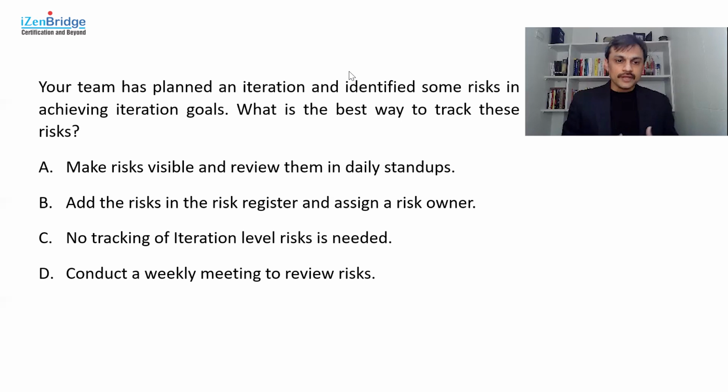Let's look at other options. Adding the risk in the risk register and assigning a risk owner. First, we are talking about the adaptive life cycle. Now, we may have a hybrid situation where we maintain a risk register even in the adaptive life cycle. But in a pure adaptive life cycle, unless it is hybrid, there is a high probability that we maintain our risk-related work either inside the iteration or in the product backlog. We may not necessarily create a separate risk register and assign a risk owner, because we don't have any other container for risk. It is either the iteration backlog or the product backlog.